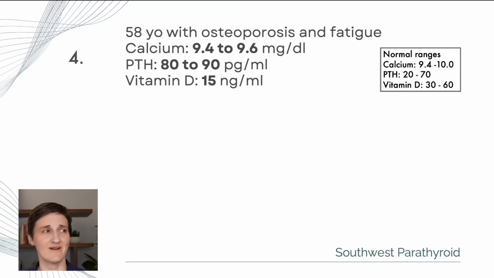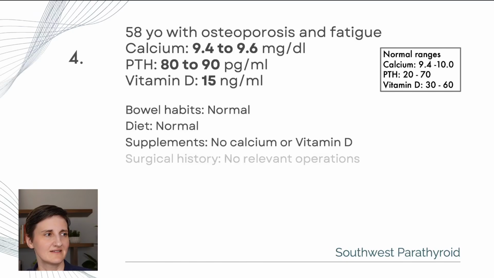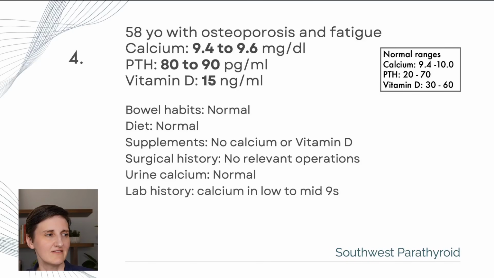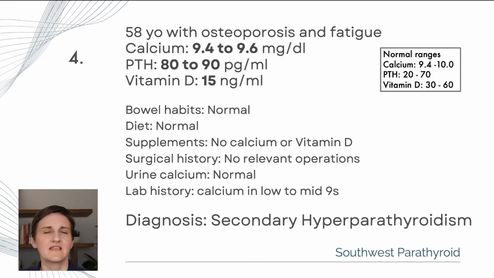Okay, case number 4. It's our same woman. Now her calcium levels are back to mid 9s. PTH is high, vitamin D is 15. Let's see, she's not on any supplements. Everything's kind of not impressive. No relevant operations. Urine calcium is normal. Labs low to mid 9s. This also looks like secondary hyperparathyroidism.